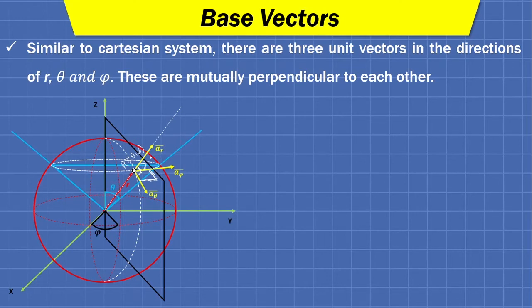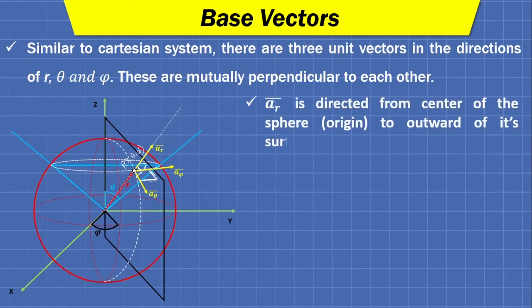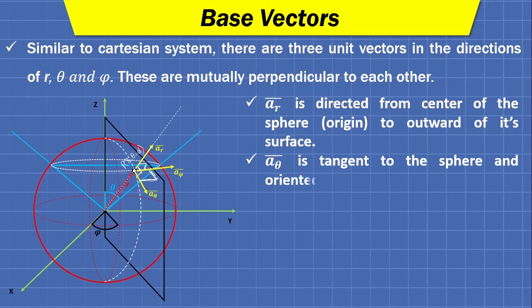Fine. So this is how we can visualize that all three vectors are mutually perpendicular to each other, which is a very essential condition to define any coordinate system. Fine. So A r is directed from the center of the sphere, that is origin, to outward of its surface.